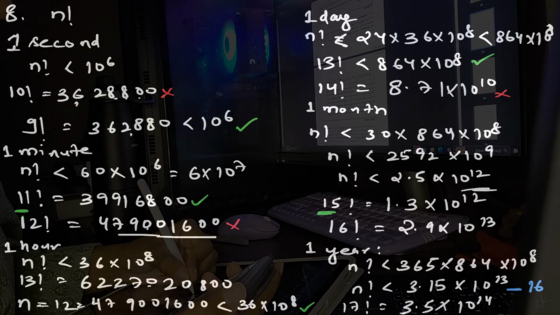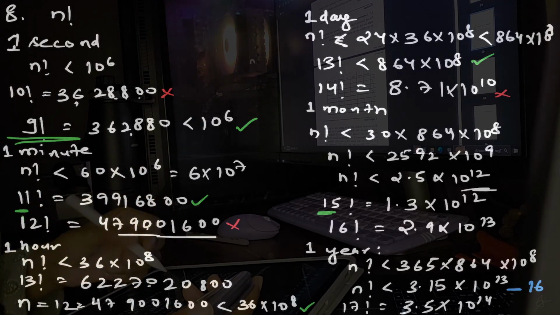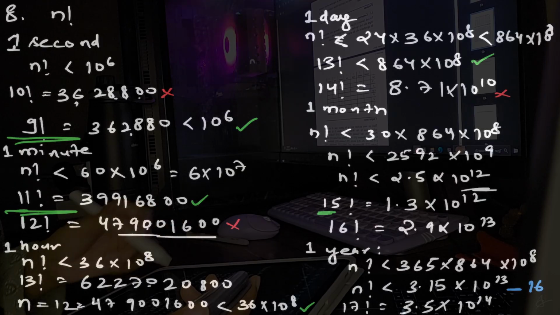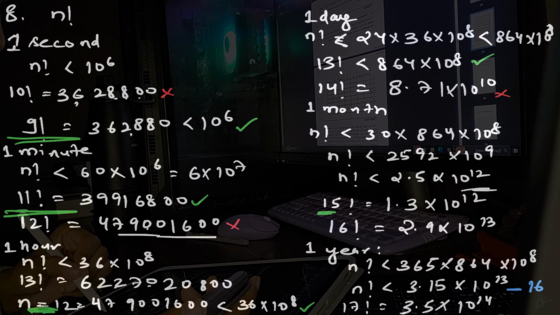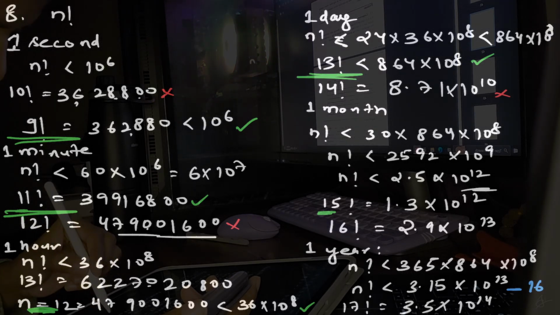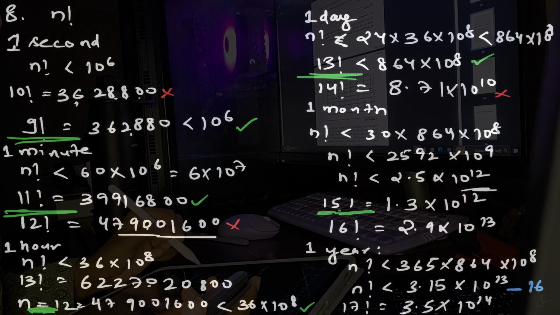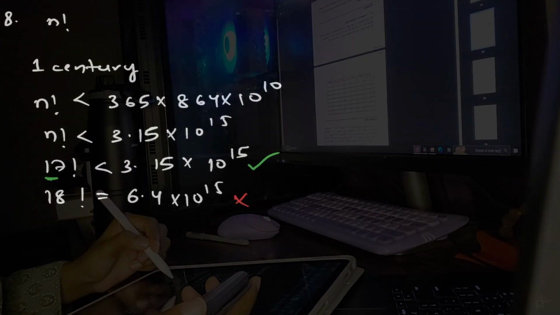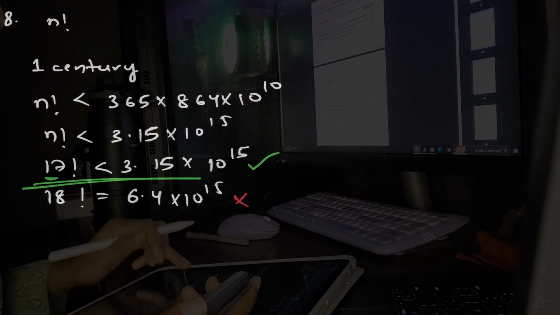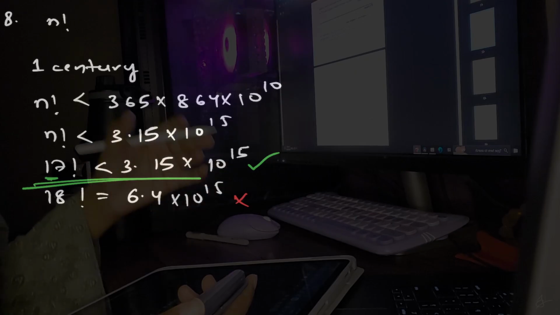So for n factorial, the values that can be processed within 1 second is 9, in 1 minute 11, in 1 hour we can process 12, in 1 day we can process 13, in 1 month we can process 15, in 1 year we can process 16, and in a century we can process 17. So we have seen the input size has decreased drastically with the last one.